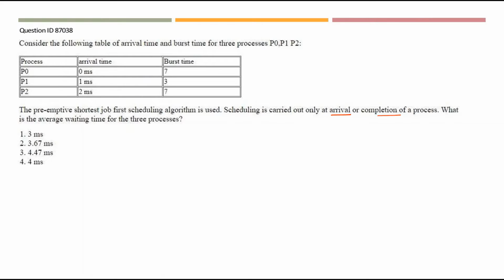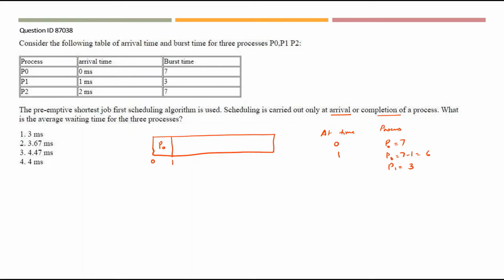So let's use a Gantt chart here. We'll start with 0. At 0 milliseconds, P0 is arriving with a burst time of 7. I am executing it for 1 millisecond. At time 1 millisecond, P0 will have 7 minus 1, 6 burst time, and we have another process coming in, P1. P1 has a burst time of 3. Now we have to choose the one with the shortest job. So here P1 gets selected and we are preempting to the next process. This time it will be P1. At time 2, we will have P0 is equal to 6.